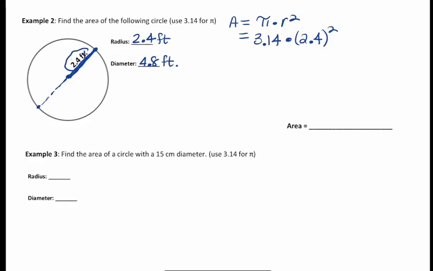Now just a little reminder here, make sure you do exponents first, because remember, according to PEMDAS, please excuse my dear Aunt Sally, exponents come before multiplication or division. So we definitely got to do the 2.4 first. If you do 3.14 times 2.4 first, you're going to miss it. So you want to do 2.4 squared, which is 2.4 times 2.4. It's not 4.8.